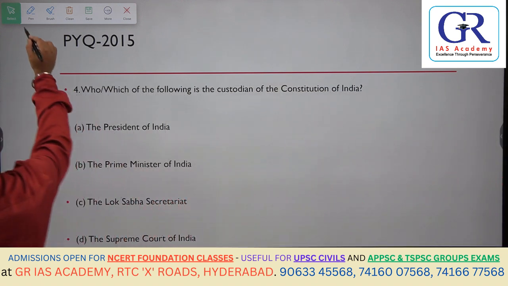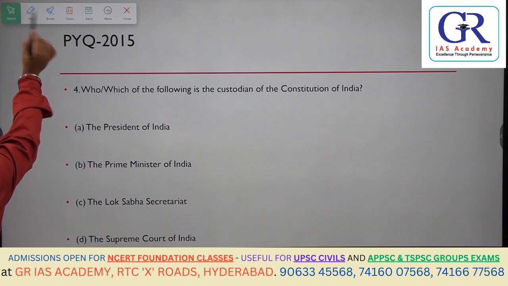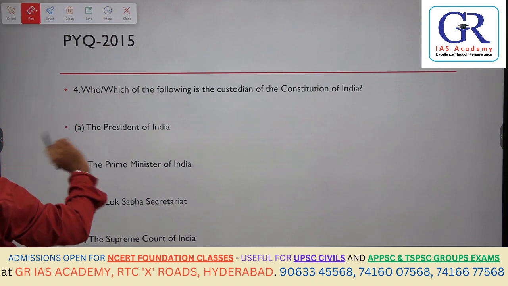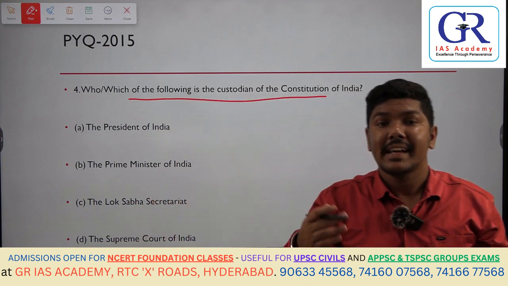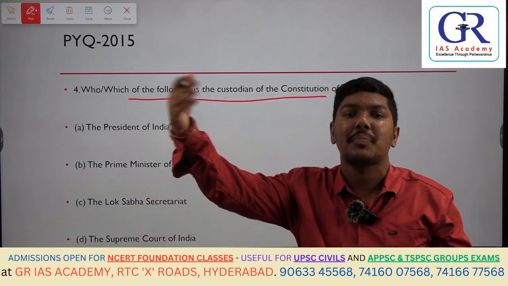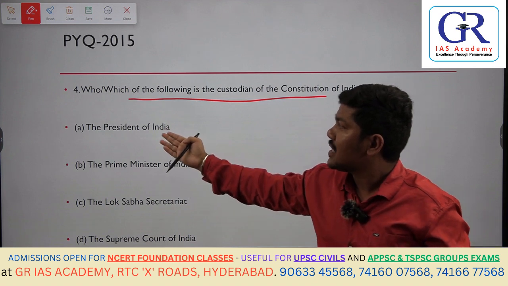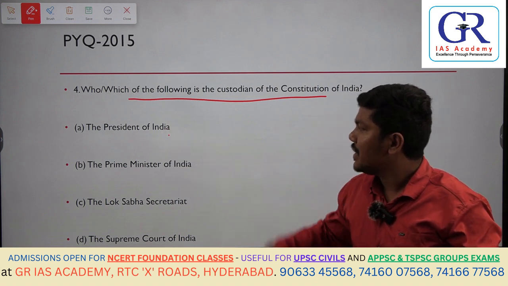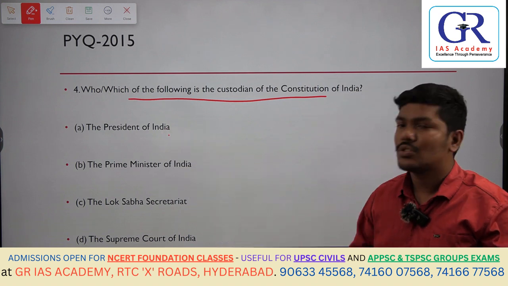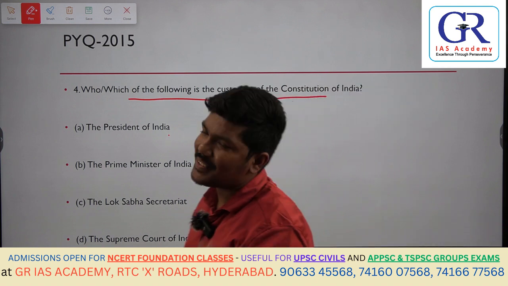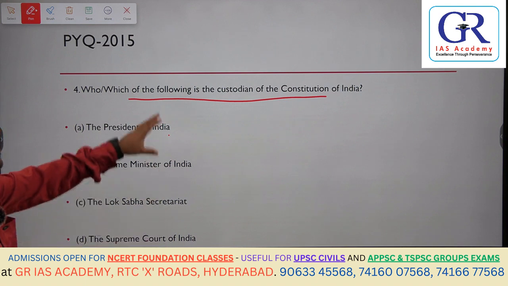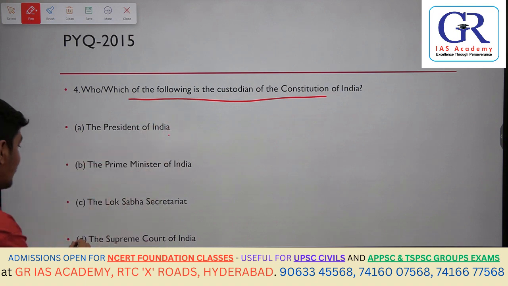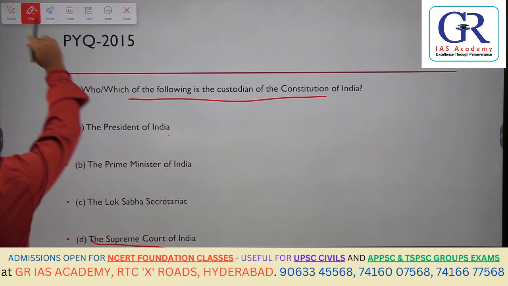Which of the following is considered... In 2015 this was the question: who is considered as the custodian of the constitution? Custodian or guardian or the protector of the constitution. Options are like President of India, Prime Minister, Lok Sabha Secretariat, Supreme Court of India. Obviously, it is the Supreme Court of India which acts as the protector or the custodian of the constitution. So therefore here the answer is D.